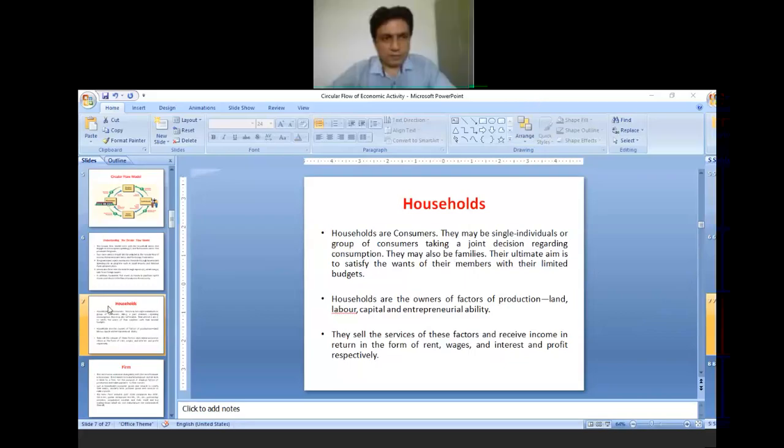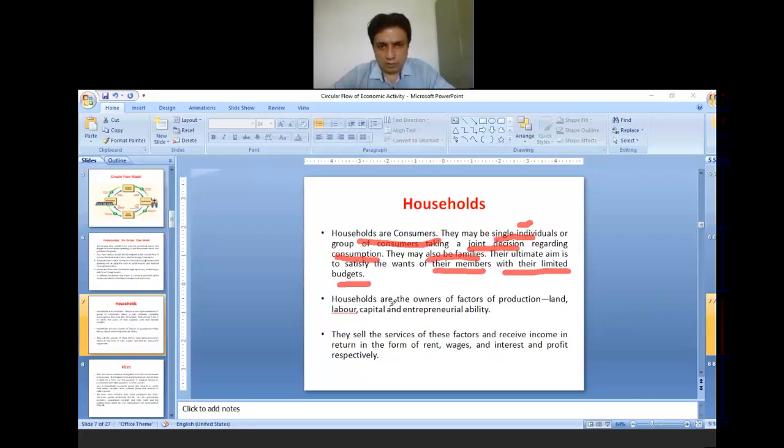So the first component is the household. Households are consumers. They may be single individuals or groups of consumers taking a joint decision regarding consumption. You can also take the example of your family or yourself. You can be a single individual who buys a product from the market, or your family needs some products based on a joint decision. Their ultimate aim is to satisfy the wants of their members with their limited budgets.